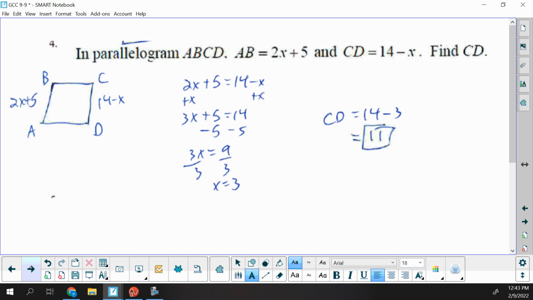Number 4, we got a parallelogram. We are working with AB and CD. Parallelogram implies opposite sides congruent. So set those expressions equal to each other and solve. We get x is 3. But that's not what they wanted. They wanted CD, so fill the 3 back into its expression, and we get CD is 11.